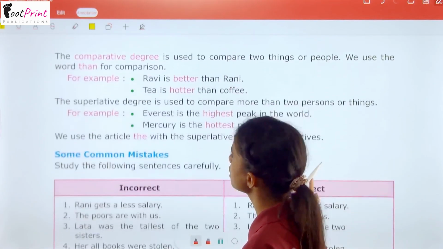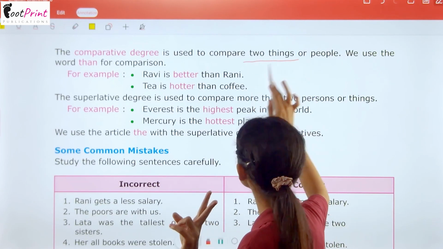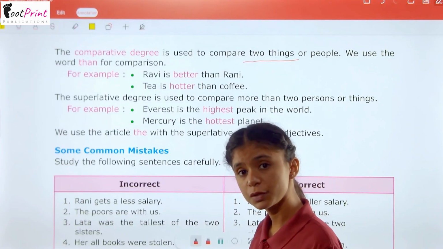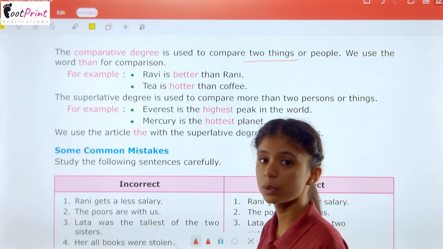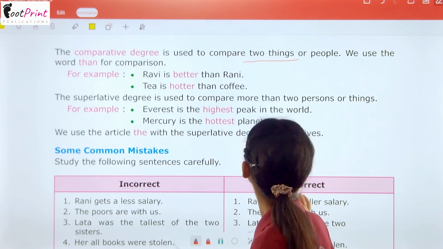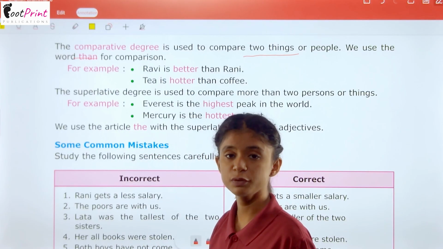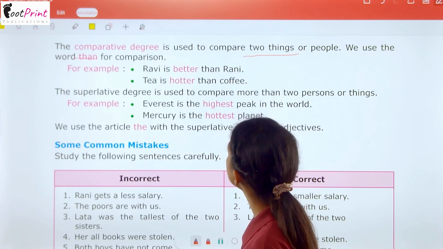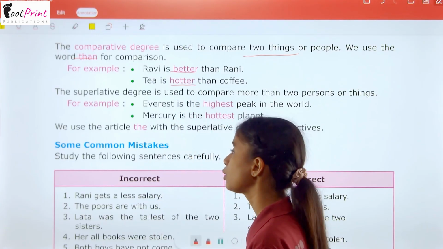But when we start to compare, the comparative degree is used to compare two things. Okay, so the first degree was positive degree that we are not using to compare anything. Now we have the second degree, that is our comparative degree, and here we are using it to compare two things. Okay, we use the word than for comparison. For example, Ravi is better than Rani. Tea is hotter than coffee.